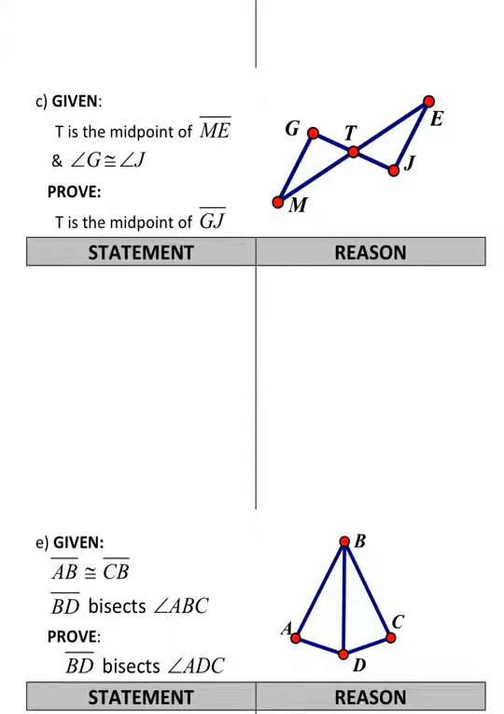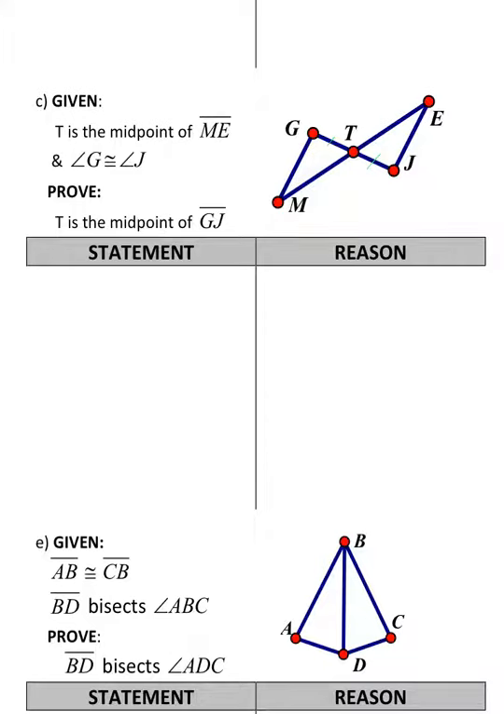So, focusing on the proof statement first, if I want to show that T is the midpoint of GJ, then I need to somehow show that line segments GT and TJ are congruent so that I can state by definition of midpoint, T is the midpoint of GJ.